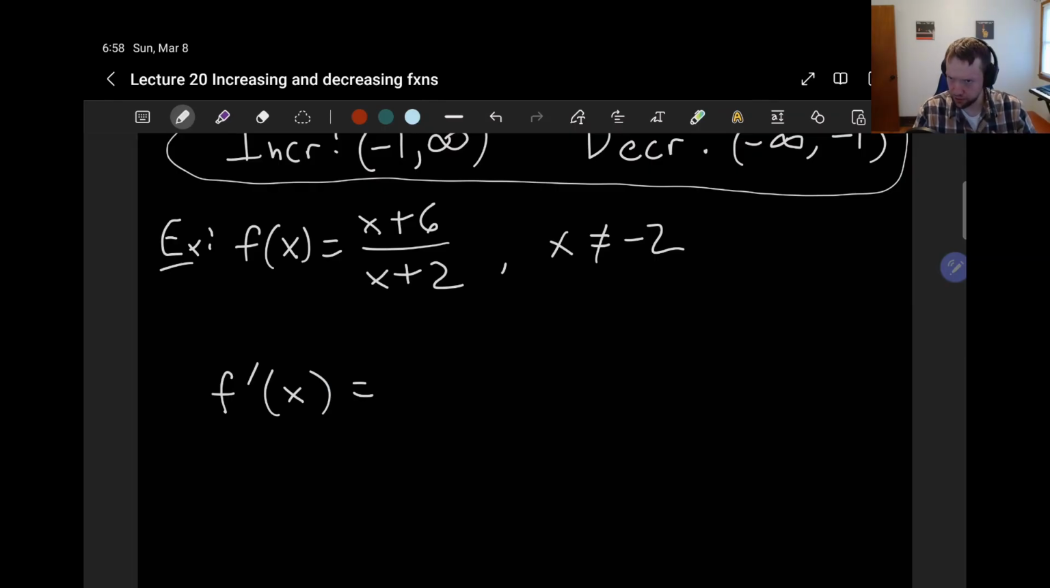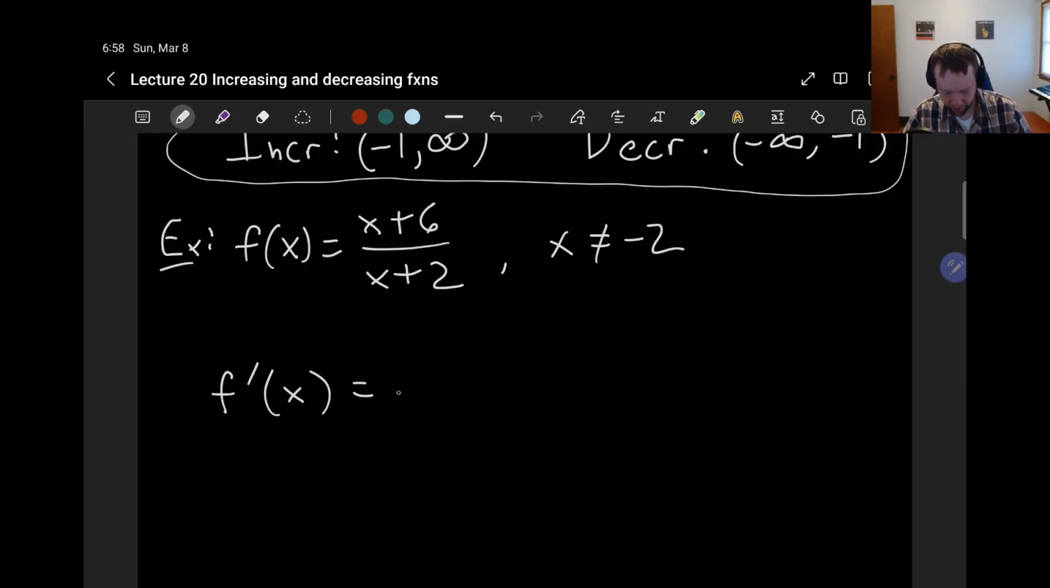And by the way, there are still no endpoints on this thing, because this just gives us a hole in the graph. An endpoint would really be when you have a closed interval. So again, that's not really our focus for today. But where is the derivative 0 or undefined?